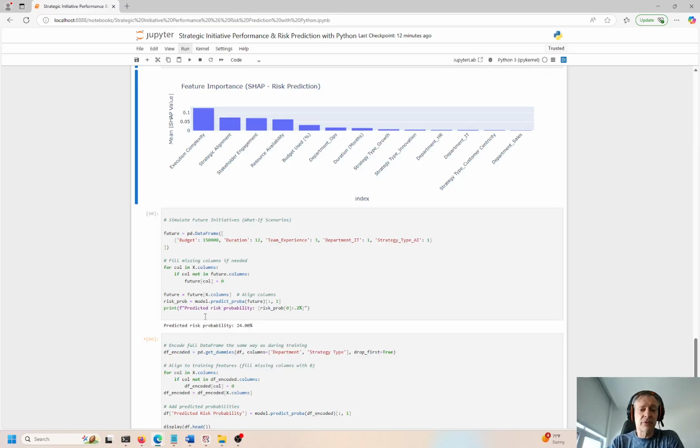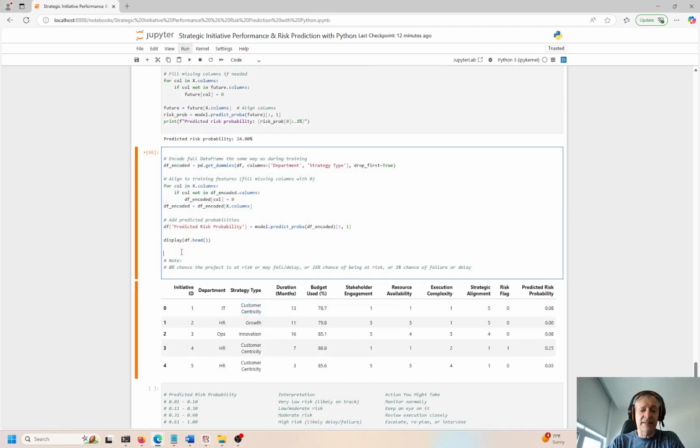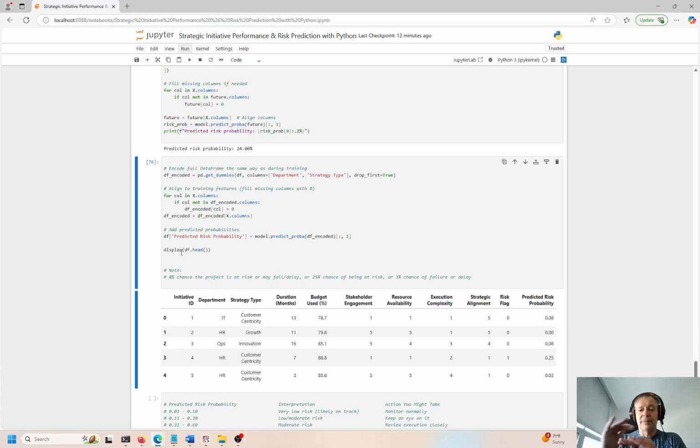So the overall projected risk probability for everything, comprehensively in the entire company, is 24%. So somewhat low, but there's definitely some risk here. But what if we look at the risk by row, by line, by department, by individual, by strategy type, by duration of months, by budget, by stakeholder, by resource allocation, complexity of execution, strategic alignment, and risk flag? Now we can see the actual risk probability. This is 8% that this will not be executed, right?